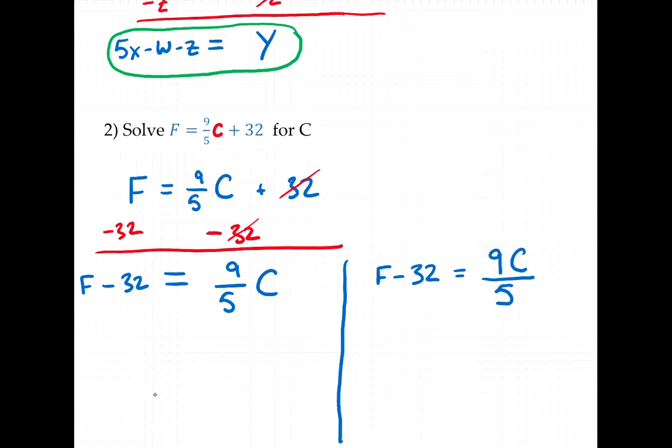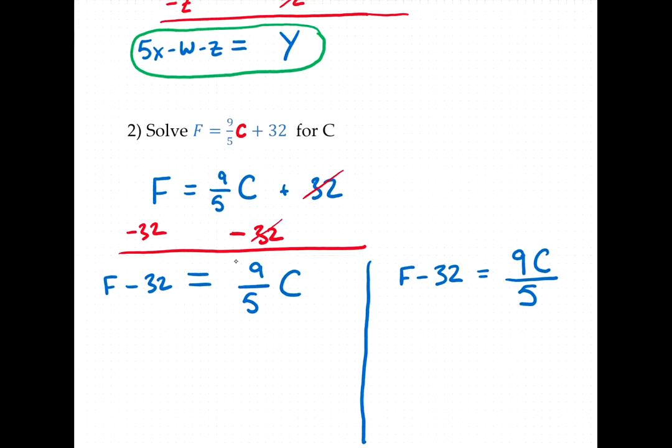So if we were going to do it in one step, to get rid of a times 9/5, we could divide by 9/5, or think about it as multiplying by the reciprocal, 5 over 9. And whatever we do to the left, we have to do to the right.